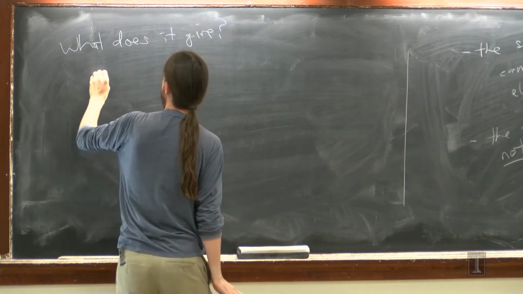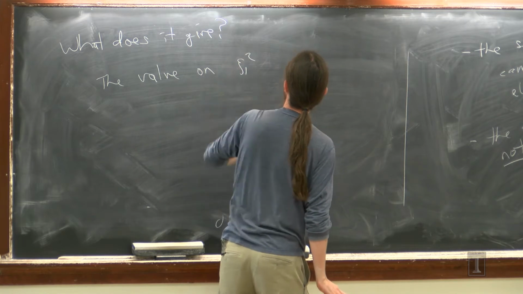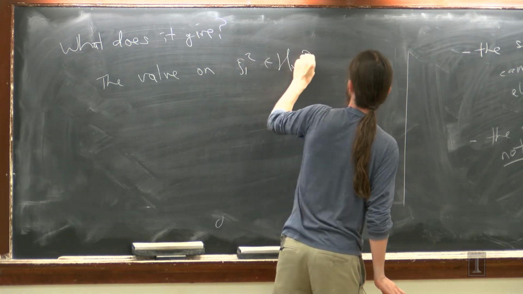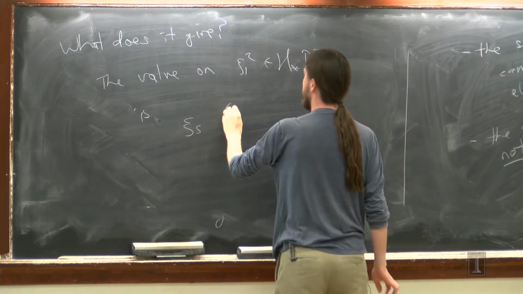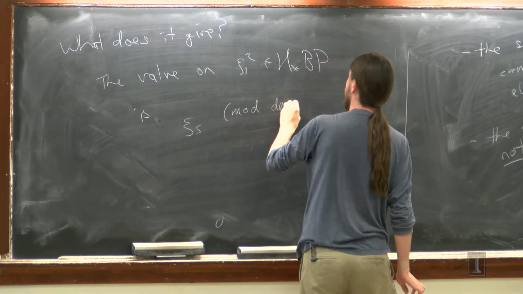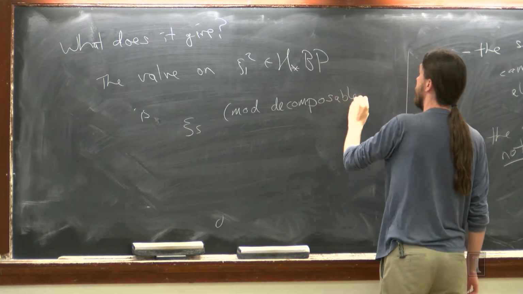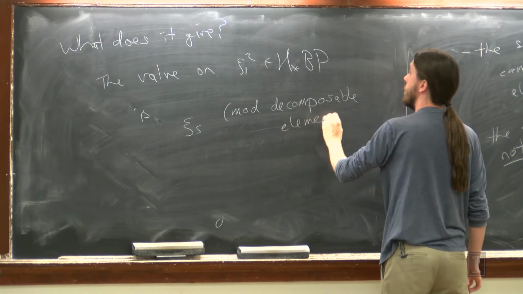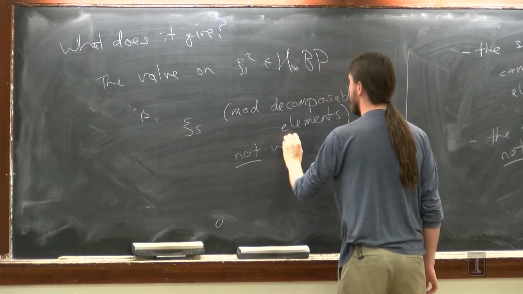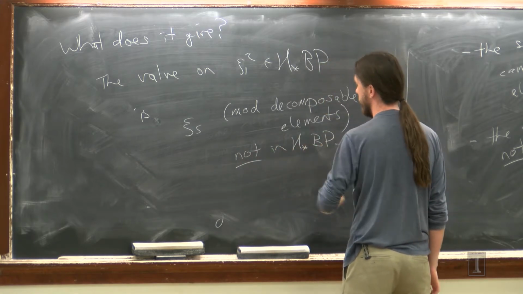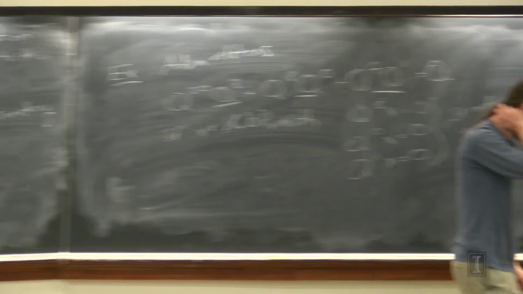What does it give? Well, the value on C1 squared, which is in the homology of BP, is C5 mod decomposable elements. All of the indeterminacy turns out to consist of decomposable elements. Which is not in the homology of BP. So that gives us a contradiction to the assumption that we had an E infinity ring in the first place.